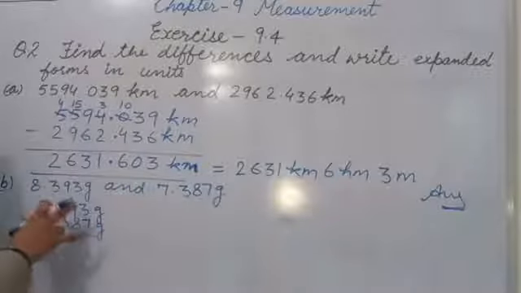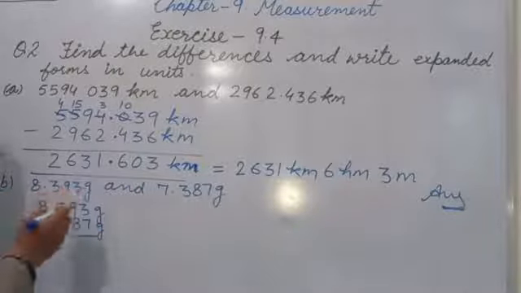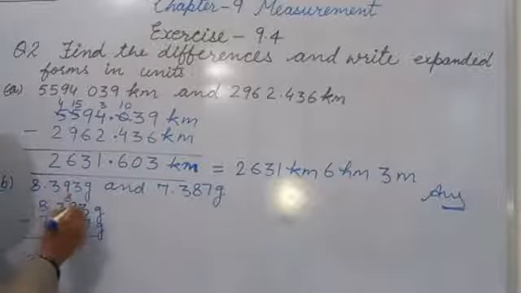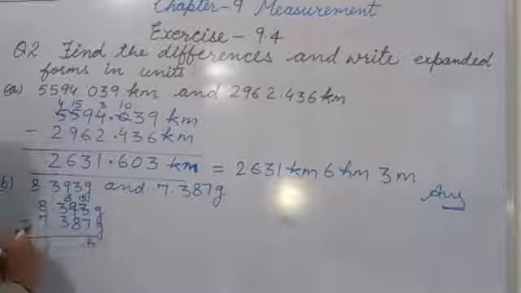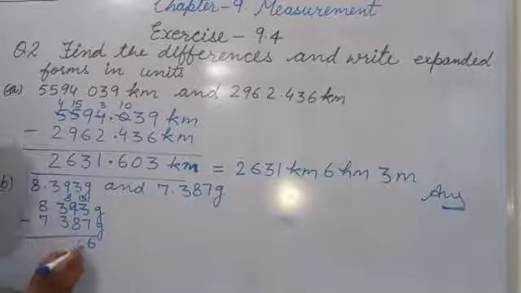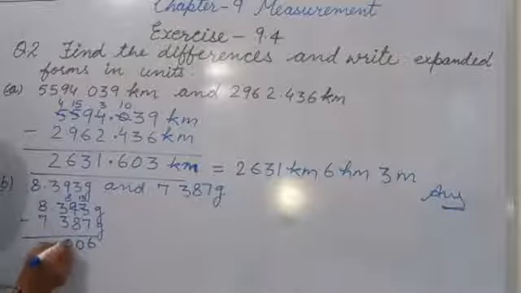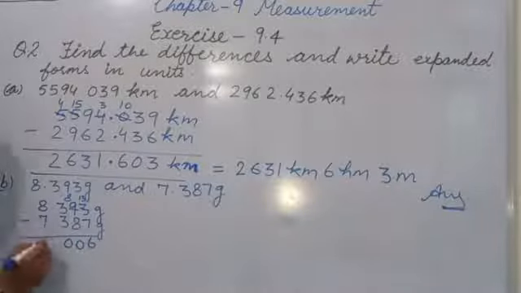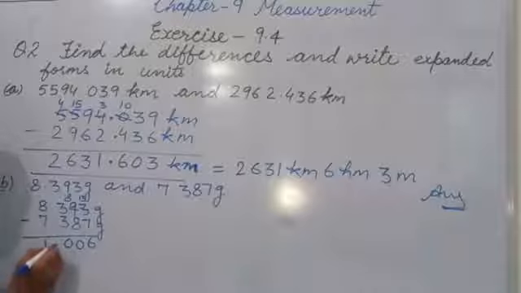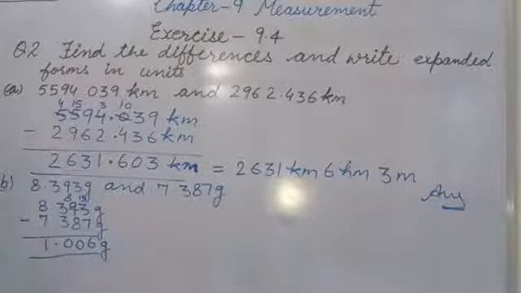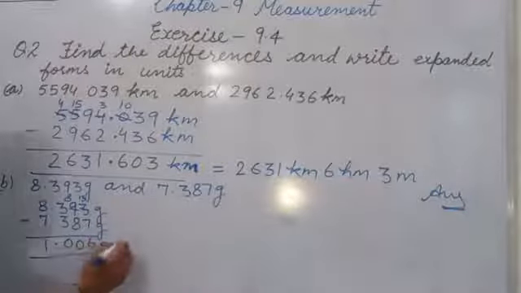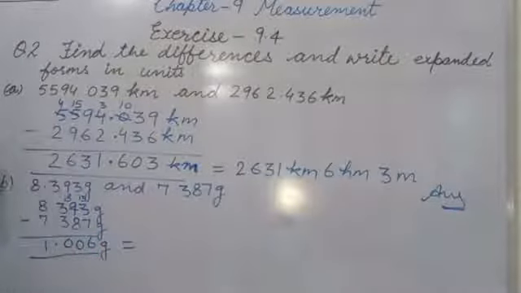So you can subtract 7 from 3? No. So for that we will take borrowing. So there will be 8 and now there is 13. 13 minus 7 is 6 and 8 minus 8 is 0. 3 minus 3 is 0. 8 minus 7 is 1 and here is point, so there is also point. Now we write here gram. So it's become 1.006 gram. That's equals to, now we write in expanded form of units. So 1 is what? Gram.